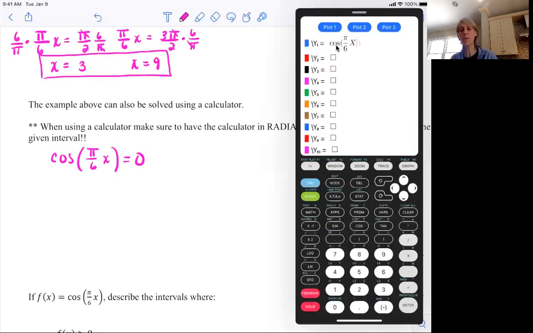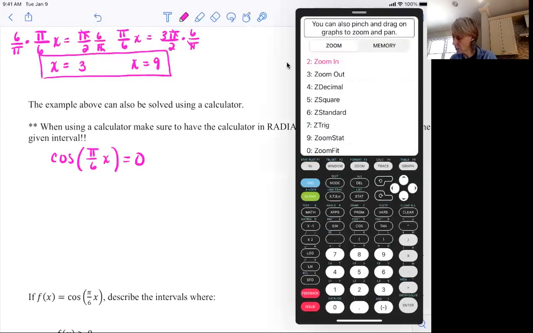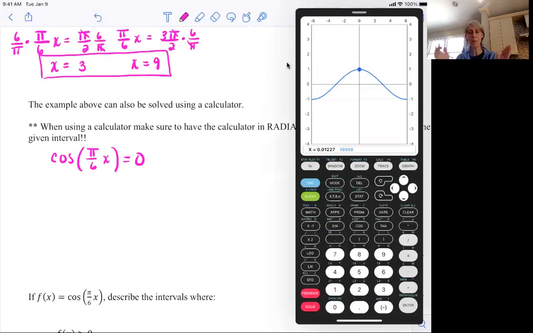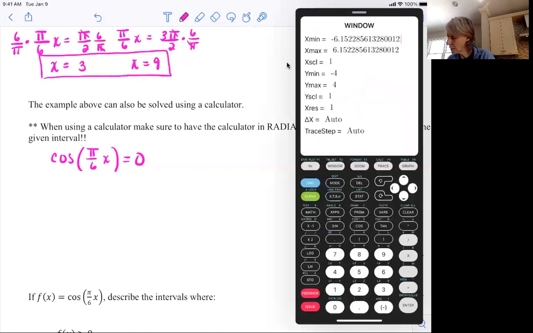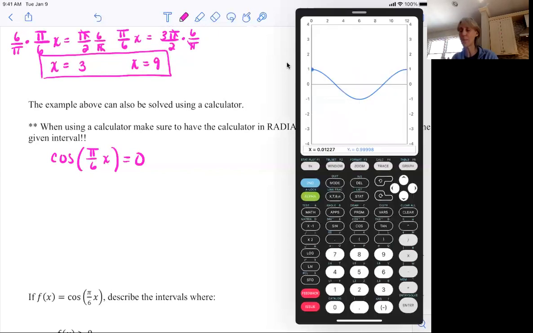So I just try to remember, whenever I'm dealing with the graph of a function, I want radian mode. I don't know if my face is in the way. So I have cosine pi over 6x. I'm in radian mode. And now if I'm not given an interval, I'm just going to graph this on Zoom 7. However, in this equation, we were told that we want to be on the interval 0 to 12. So I'm just going to adjust that so I get my picture.